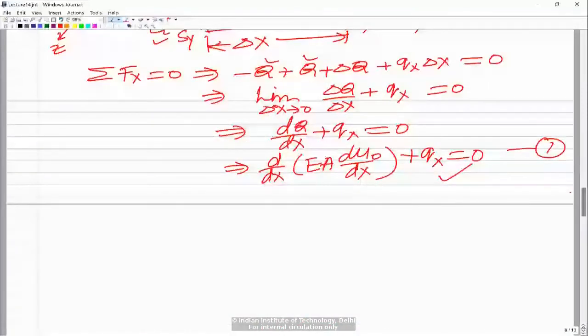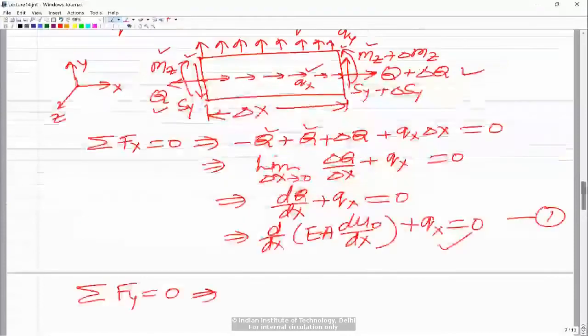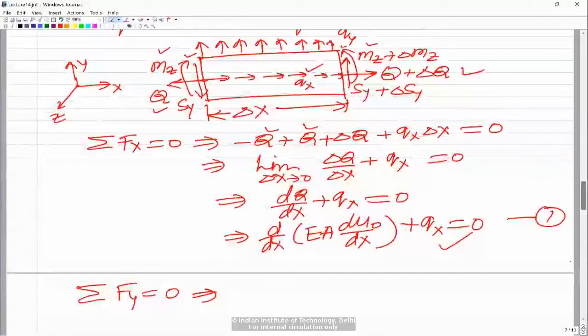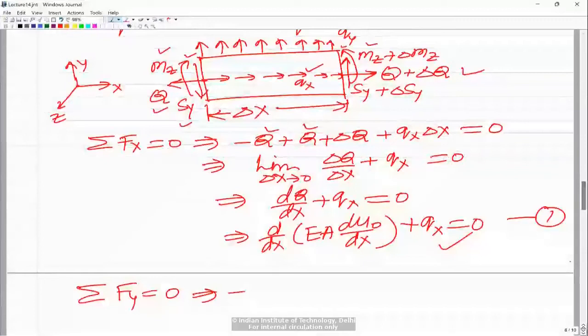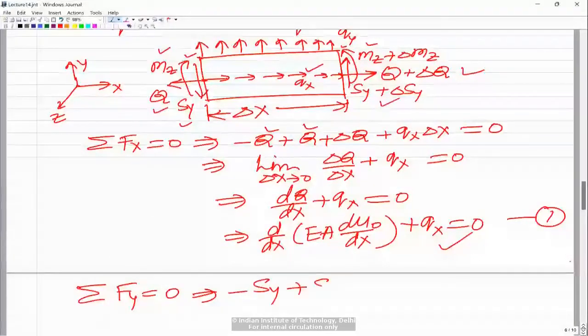Then another equation would be sum of Fy equal to 0. So if you look at all the forces in this free body diagram, on the left hand side you have this Sy, which is along negative y direction, so minus Sy. On the right hand side you have this along positive y direction, so Sy plus delta Sy.